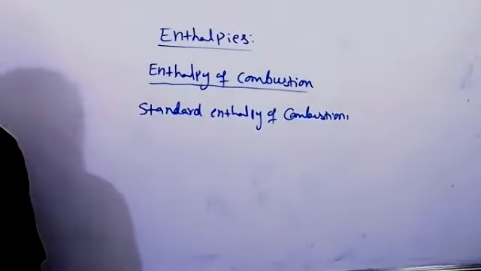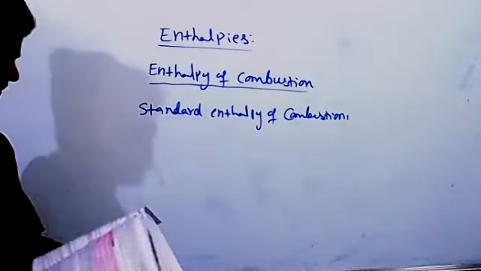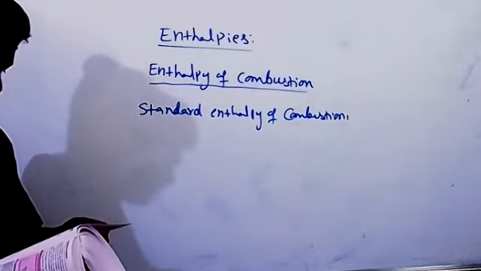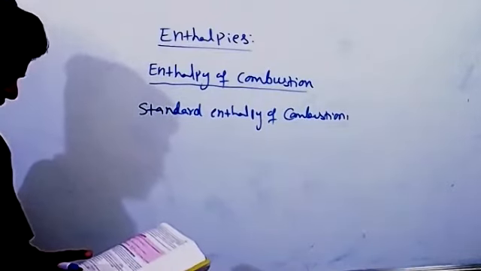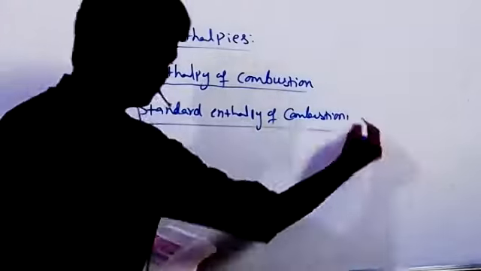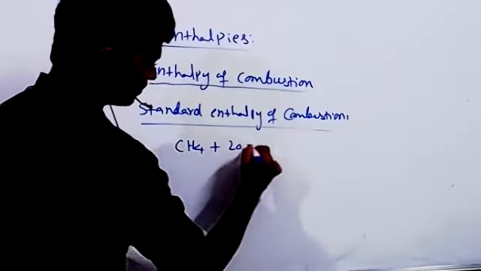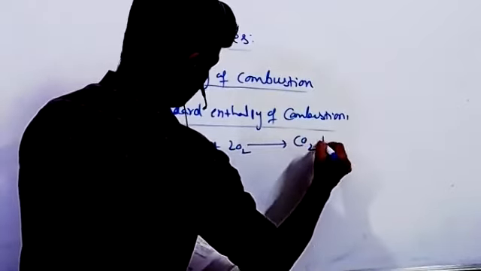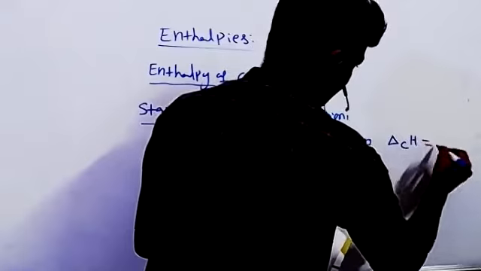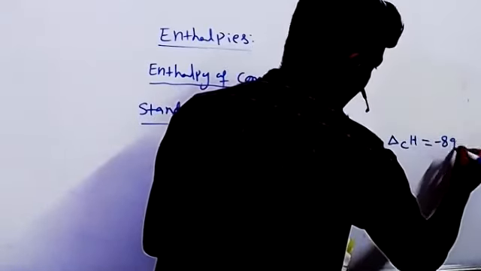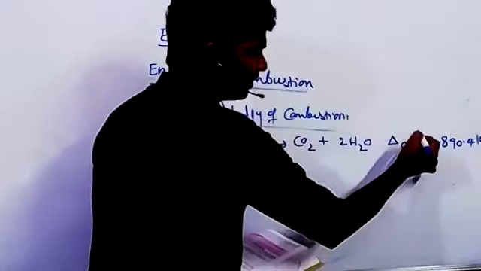In our book, all values are given as standard values only. You can see some chemical substance combustion values. Suppose methane, CH4 plus 2O2 gives CO2 plus 2H2O. Enthalpy of combustion is equal to minus 890.4 kilojoule per mole. So it is a standard enthalpy, that's what is shown with the superscript 0.